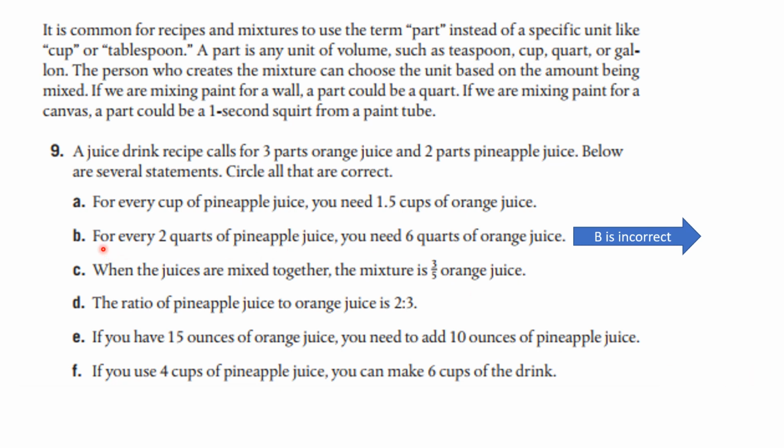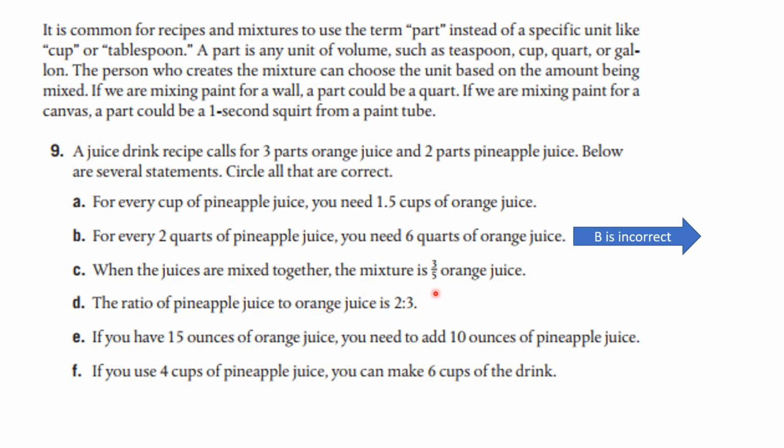The only one of these that is incorrect is number B. You see, if we say for every cup you need 1.5, and this again is 1.5 of orange juice for every 2 parts here. So if you have one cup here, you need 3 times that. So that would be true. It is 1.5 because you see the ratio is the same. It's 1.5 to 1 or 3 to 2.